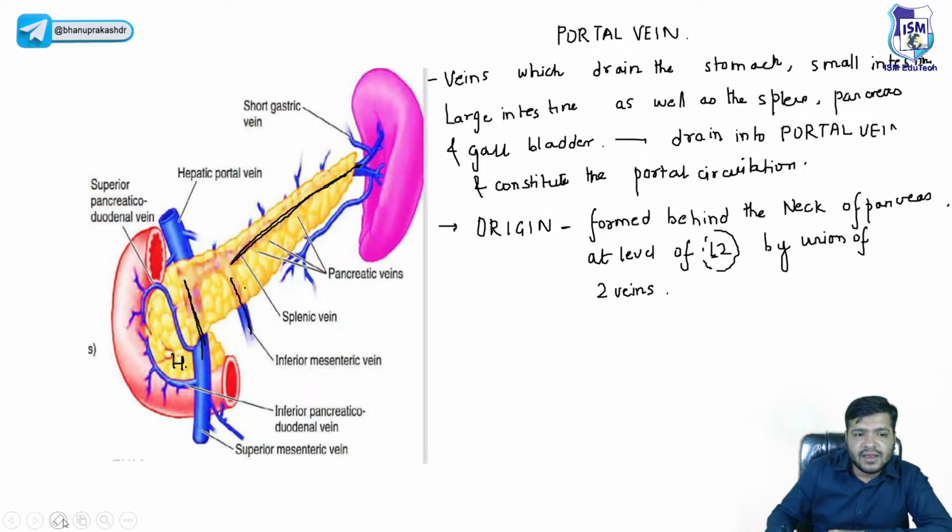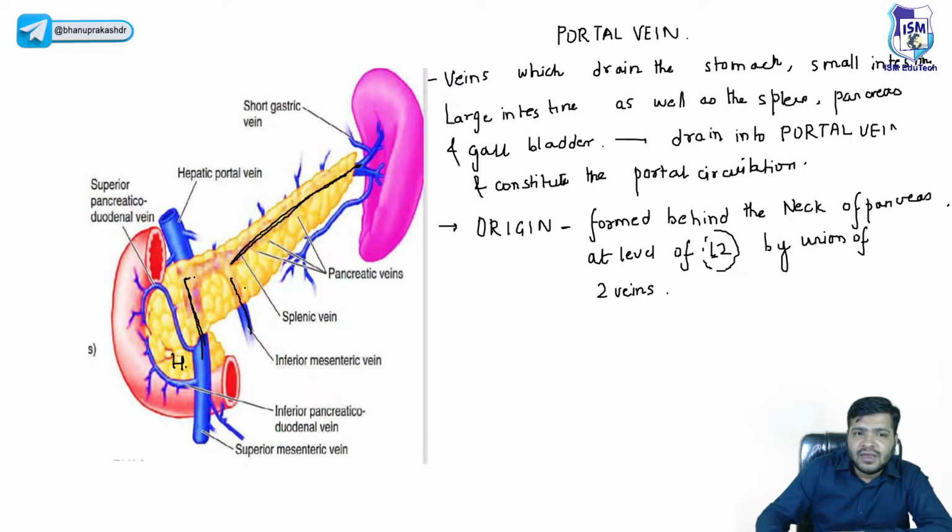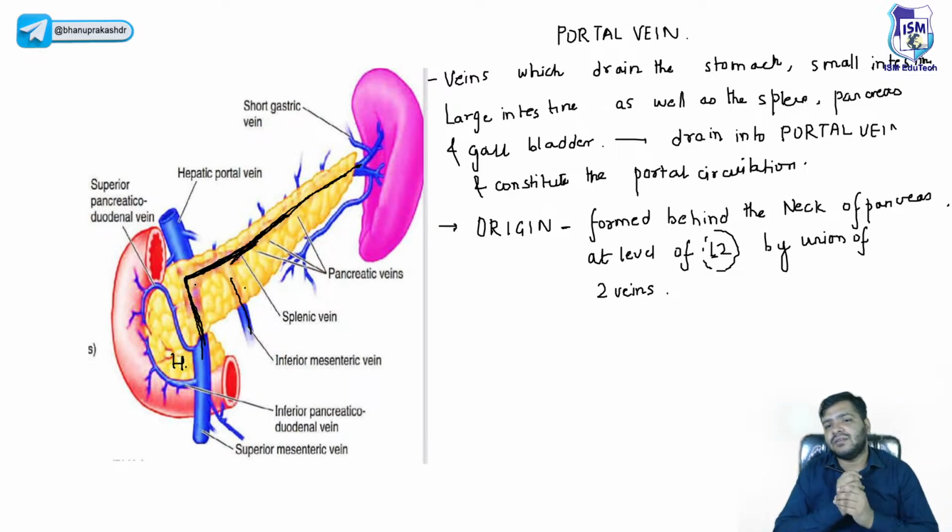Okay, so remember guys that the portal vein is formed by two S. It is formed by the splenic vein and the superior mesenteric vein. Yes, very good. So it is formed by the two veins, guys.